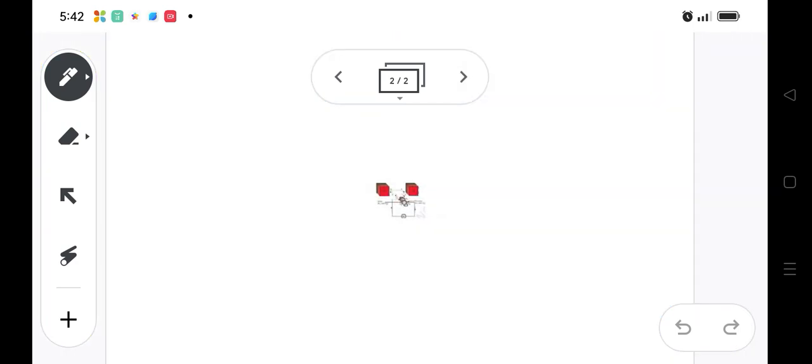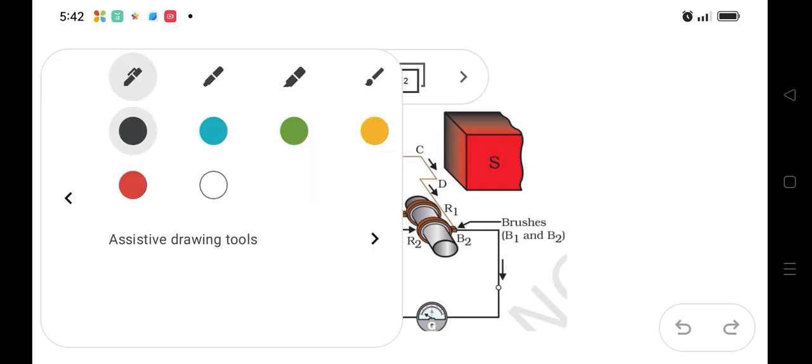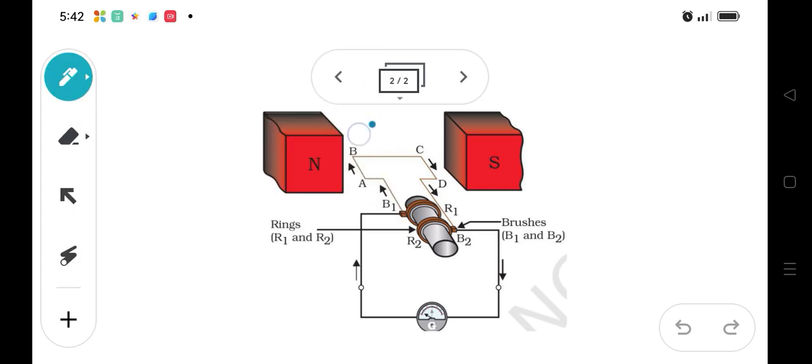So this is the structure of an electric motor. It contains an armature coil in between two magnetic poles, north and south. This armature coil, that is this structure ABCD, is connected to two brushes, then two rings, that is split rings, and we have a galvanometer here.